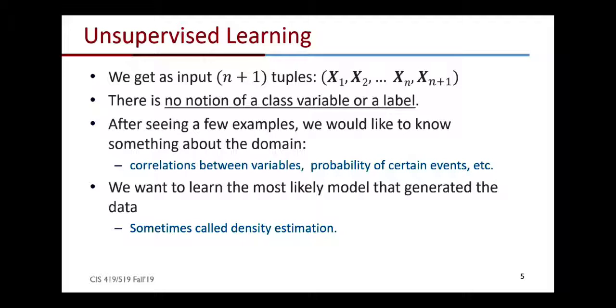We want to know correlation between variables. We want to know the probability of some events, given perhaps some evidence. Some variables are assigned values, and some are not. And we want to know what's the probability of assigning them certain values. Or maybe you want to know the most likely assignment to a set of variables. That's the type of problem that we're going to address today.